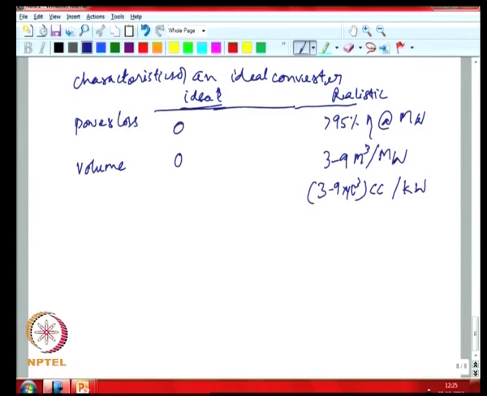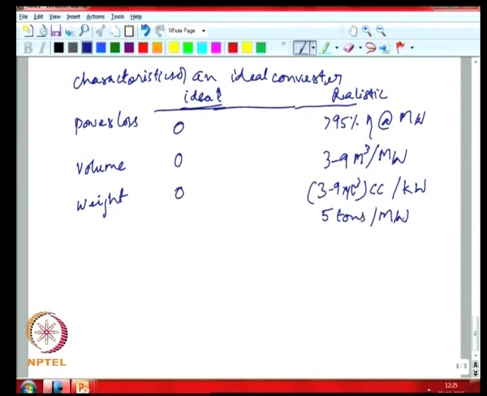So, you can get a range for what the volume would be of typical equipment around you, and it also depends on the type of enclosure, whether it is dust proof, open frame, etc. If you are looking at weight, your ideal power converter has 0 weight, whereas for your realistic converter, you are talking about 5 tons per megawatt.